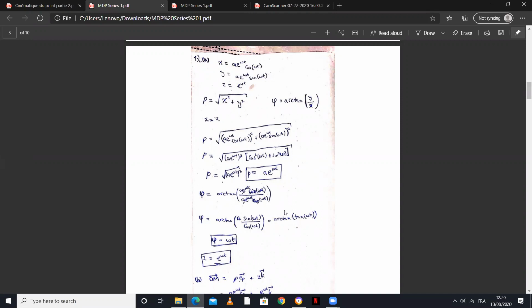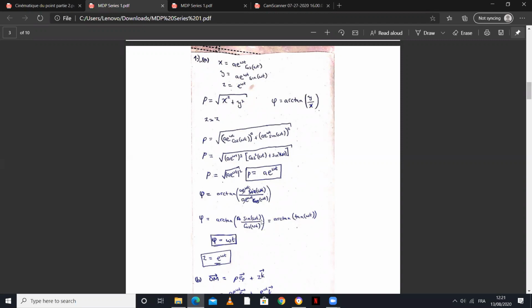Sin x over cos x is equal to tan x. So when you have sin omega t over cos omega t, it's going to give you tan omega t. Then we have arctan of tan omega t. And I told you that arctan is tan inverse. So we have tan inverse of tan. It's going to cancel out, so we'll just be left with omega t. It's like the tan inverse and the tan are going to simplify each other. So our phi is going to be equal to omega t.